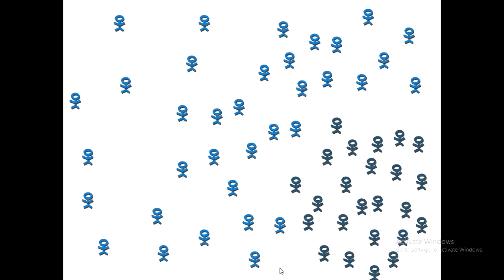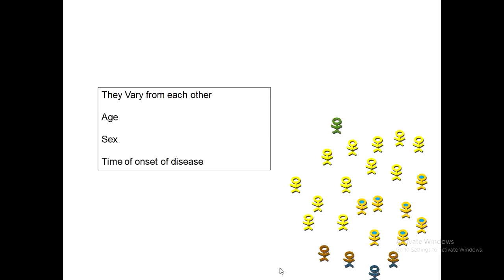Once we have separated the diseased population from the non-diseased population, we are interested in the presentation of the diseased population according to time. They will vary from each other according to their age, depending upon their gender distribution, and according to the time of onset of disease. So different color coding shows different times of appearance of the disease in these particular patients.